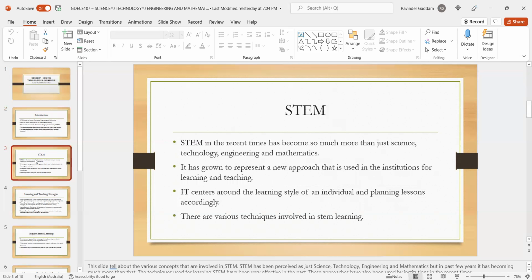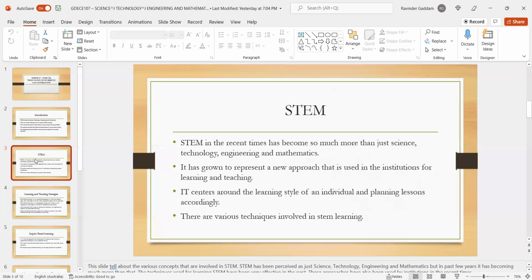And if we see, STEM concepts are very useful in recent times. STEM in recent times has become so much more than science, technology, engineering and mathematics. It has grown to represent a new approach that is used in institutions for learning and teaching. It centers around the learning style of the individual and planning lessons accordingly.